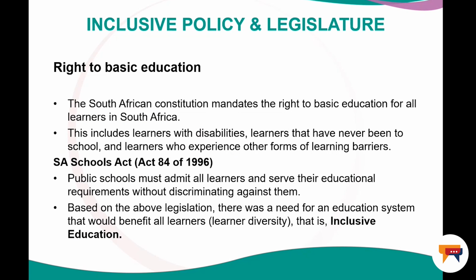Okay. Now, looking at the inclusive policy and legislature, you will realize that every child has the right to basic education. The South African Constitution mandates the right to basic education for all learners in South Africa. This includes learners with disabilities, learners that have never been to school, and learners who experience other forms of learning barriers. We have the South African Schools Act, Act number 84 of 1996, which states that public schools must admit all learners and serve their educational requirements without discriminating against them.